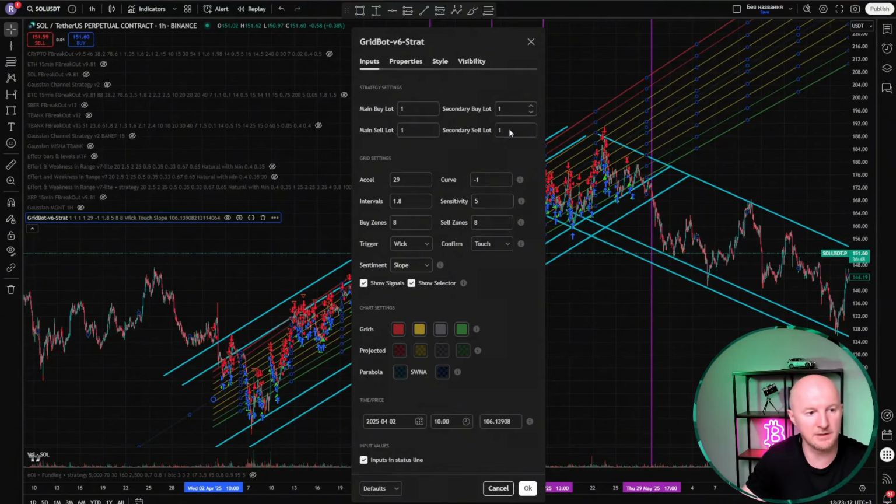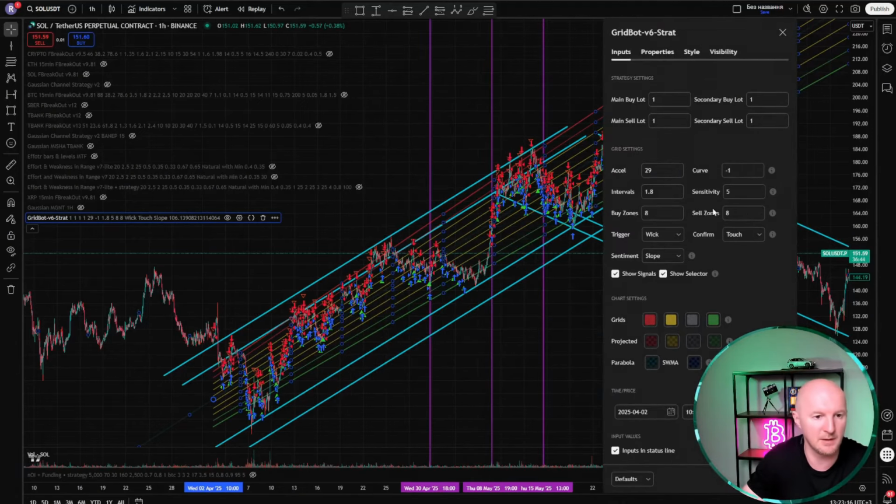What are secondary lots? Secondary lots are lots placed against the trend. That is, for example, here we have a concept called sentiment. So basically, it's the trend. In other words, the direction the market is heading, where the market is looking, and it's set as slope for us, meaning the curves bend. So in this case, the sentiment or trend will be considered upward, meaning the market is growing. Here, we can manually set long, short, or neutral, meaning we can choose not to take sentiment into account. And slope is simply the direction in which the grid itself is oriented.